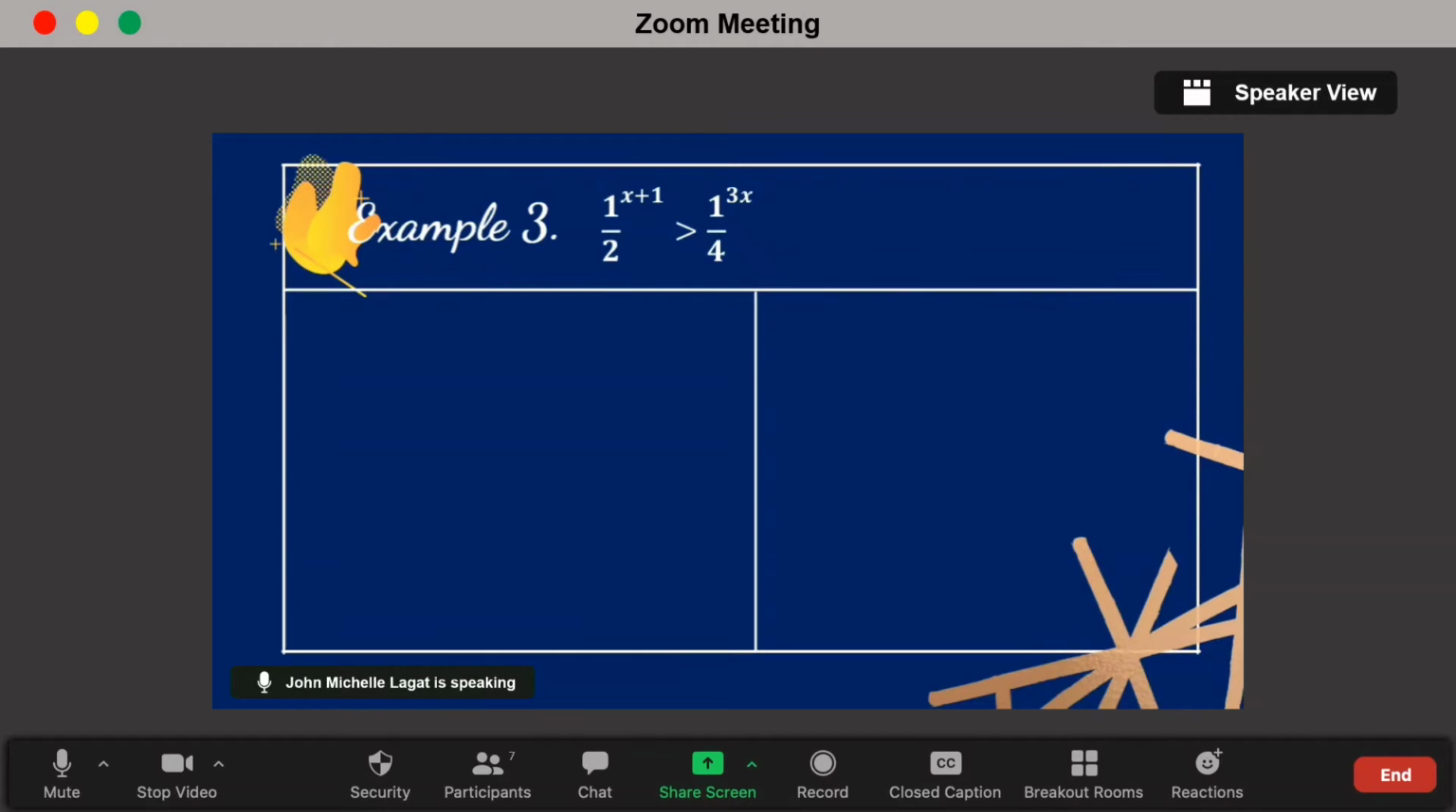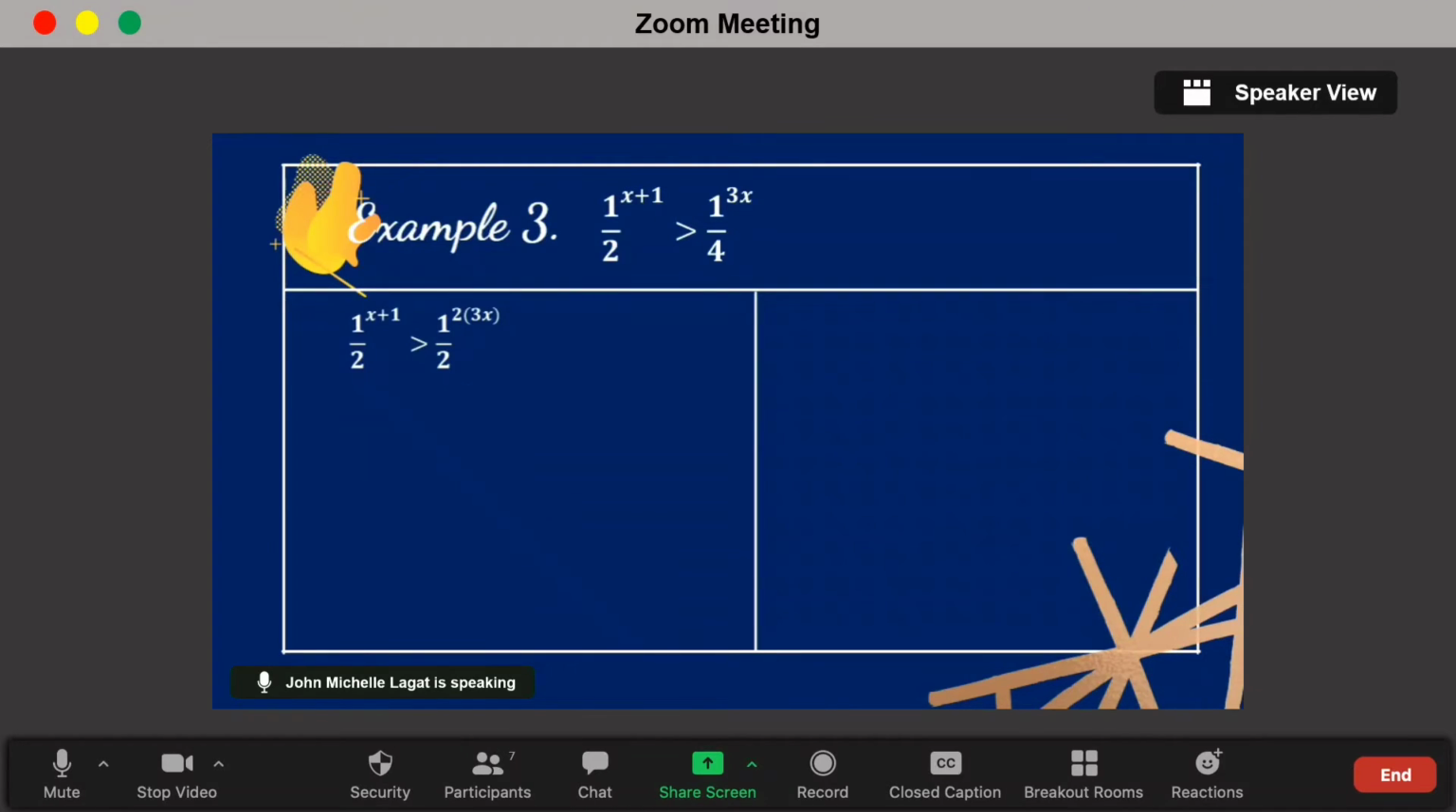Here's another example. 1 half raised to the power of x plus 1 is greater than 1/4 raised to the power of 3x. The first thing that we're going to do is to write both sides of the equation as powers of the same base. In other words, we rewrite the equation so that the bases are the same. Now it is up to you to decide which base you will retain, either 1/2 or 1/4. For this solution, we copy 1/2 as the base and then change 1/4 to 1/2 raised to the power of 2. Now that the bases are equal, we can proceed to solve using the one-to-one property.